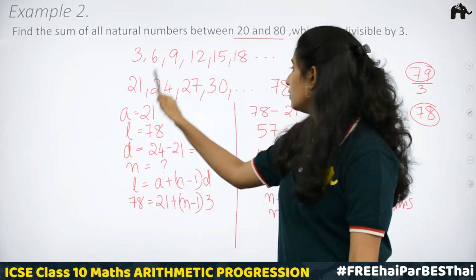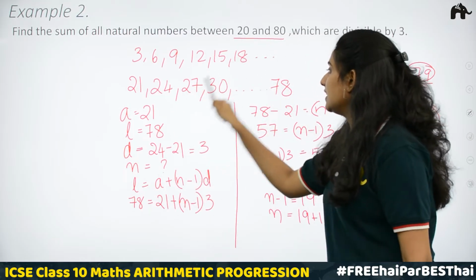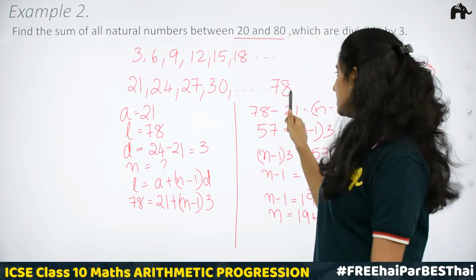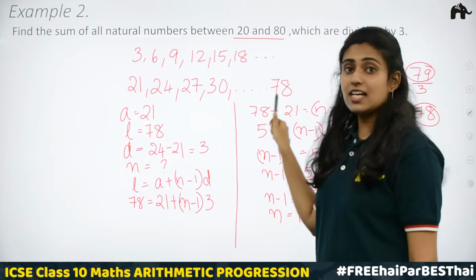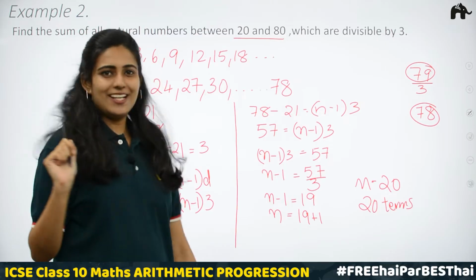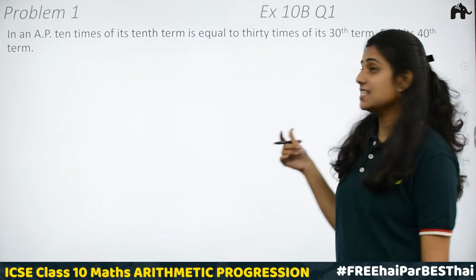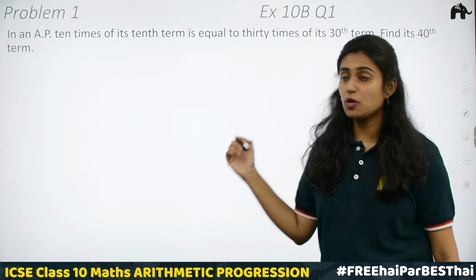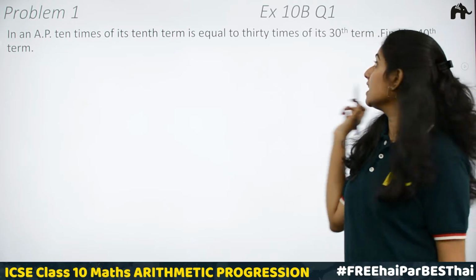Starting from 21, 24, 27, 30, etc. up to 78. And this 78 is the 20th term of the AP. Got it? Clear? Let us solve problems from exercise 10B. Here we have the first problem. Question 1 of exercise 10B.